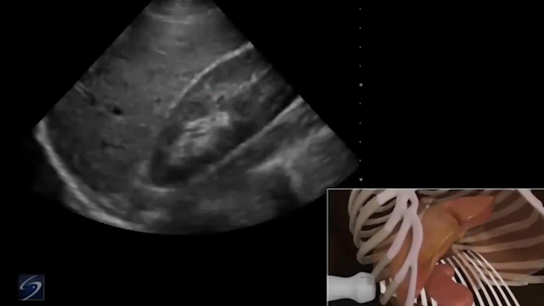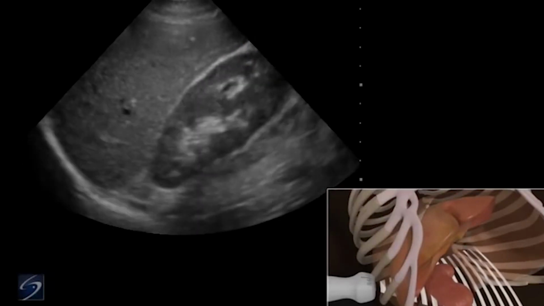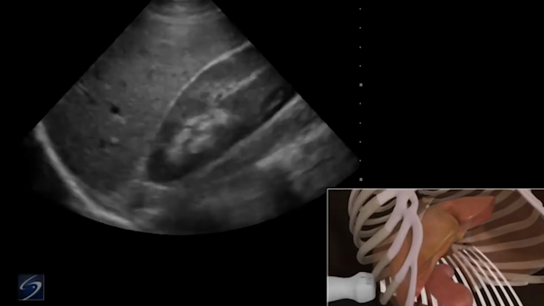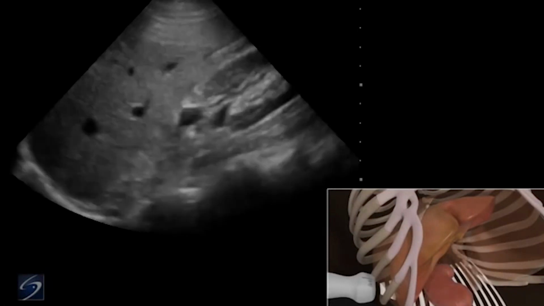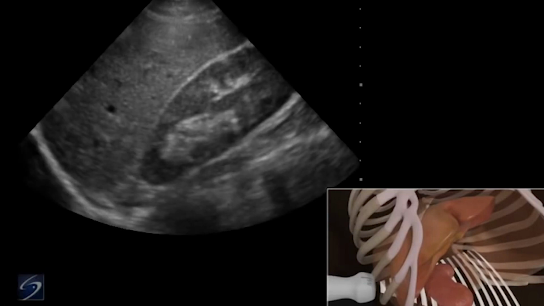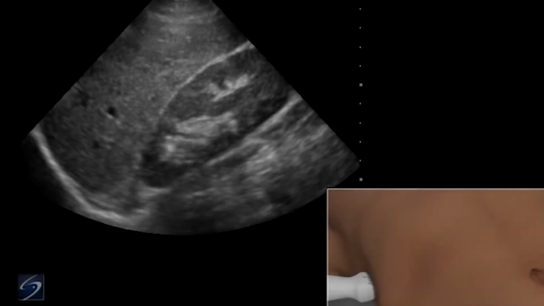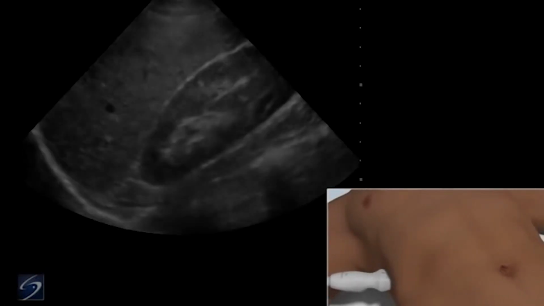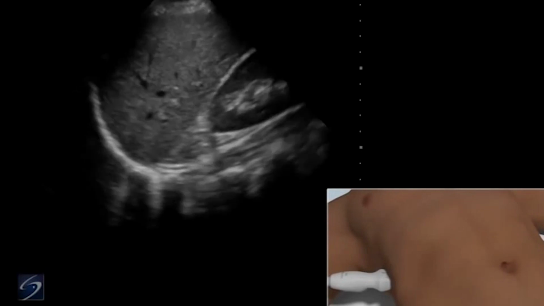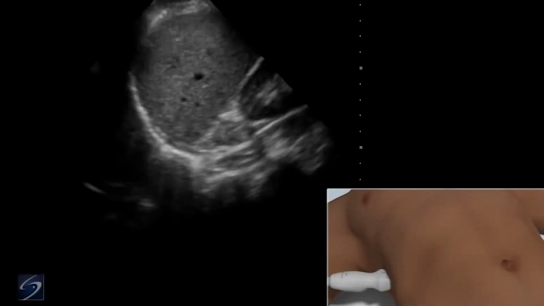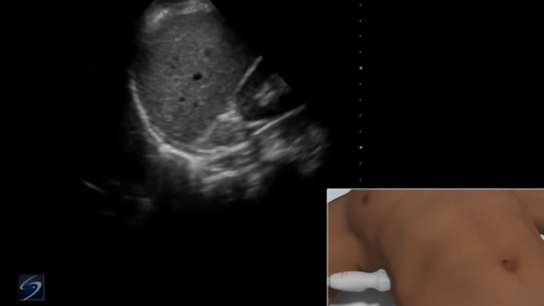To evaluate the entire area of the hepatorenal recess for free fluid, sweep the transducer from an anterior to posterior position. If present, fluid will appear as a dark or anechoic stripe between the kidney and the liver. If it is difficult to visualize the hepatorenal recess, a deep inspiration will move the diaphragm and other structures in this area down and below the ribs for easier access.